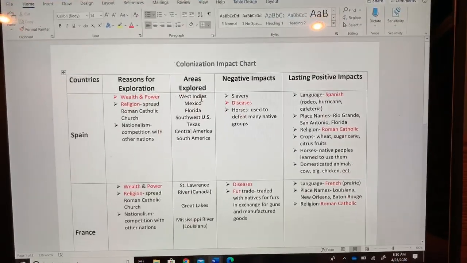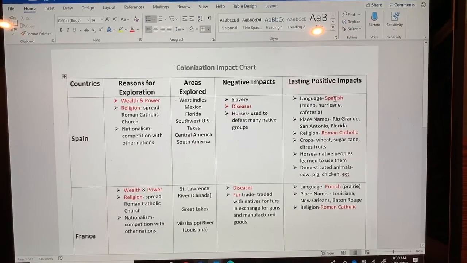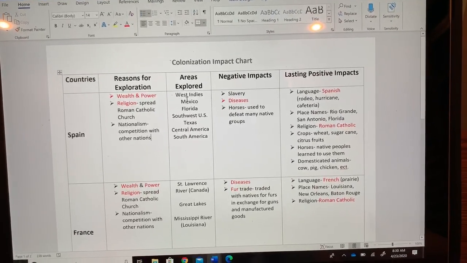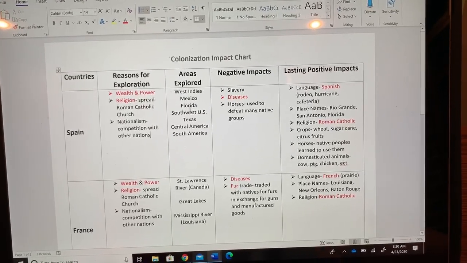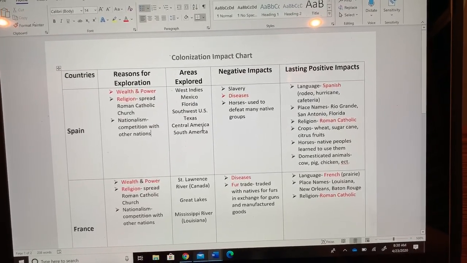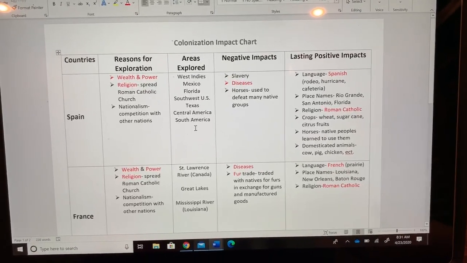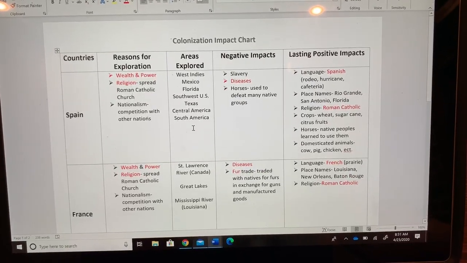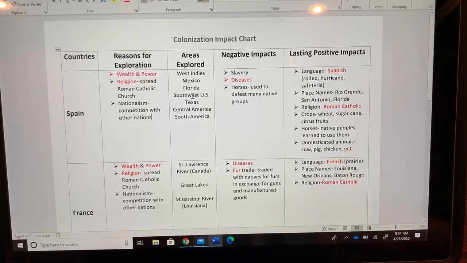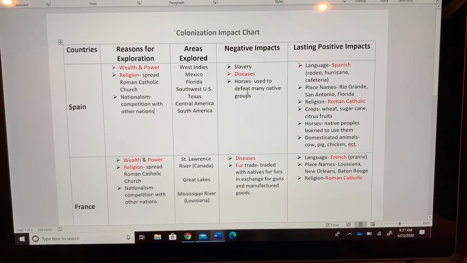Then you have the areas explored. As we talk about the language and obviously it being Spanish, you'll see that a lot of these areas are impacted by that. Mexico, even Florida and the southwestern United States, Central and South America are all impacted by Spanish. Mexico, Central and South America, that is the language that's spoken. In Florida and the southwestern US, it's English, but there's a strong Spanish influence.